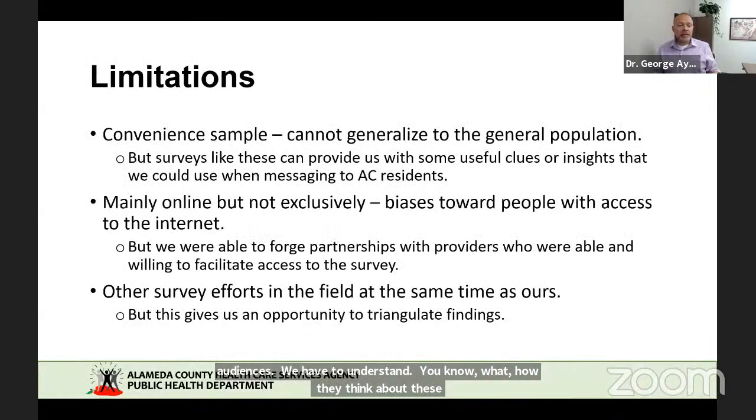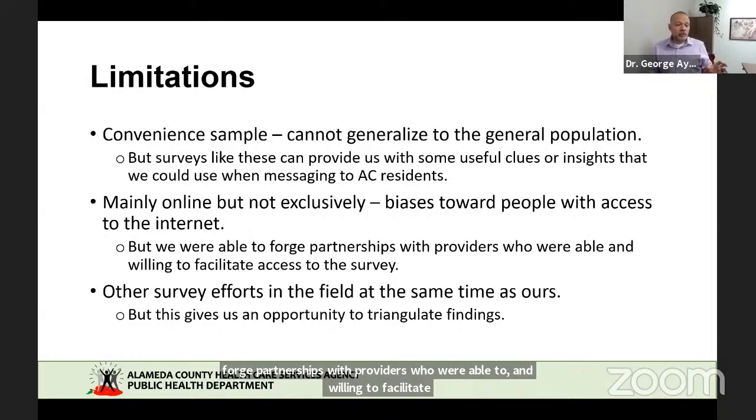And then my final slide tonight is a slide about limitations. This is a convenient sample, so we cannot use this to generalize to the general population. But surveys like these can provide us with some useful clues or insights that we could use when we're messaging to Alameda County residents. This survey was mainly online, but not exclusively. We did some paper and pen, but there are biases toward people with access to the internet. But we were able to forge partnerships with providers who were willing to facilitate access to the survey in their office and through the internet access that they had.